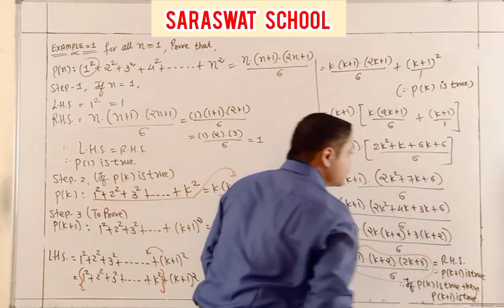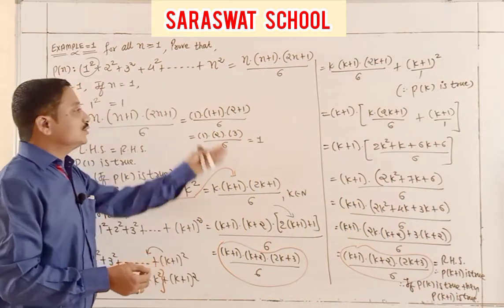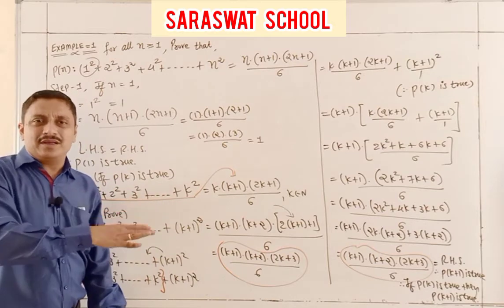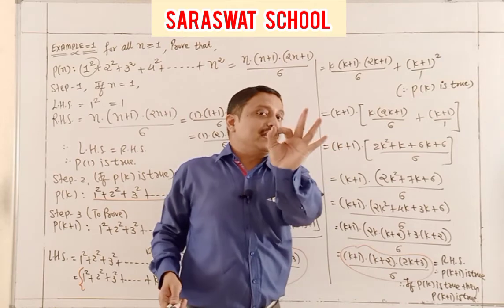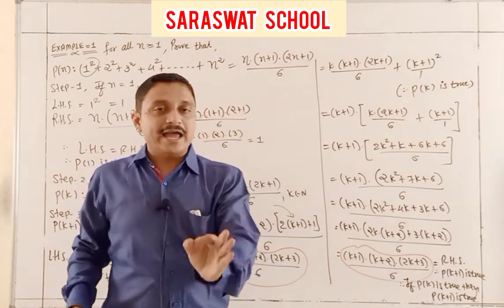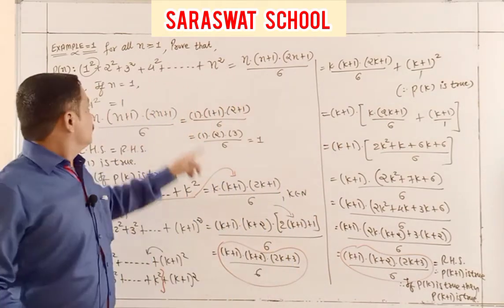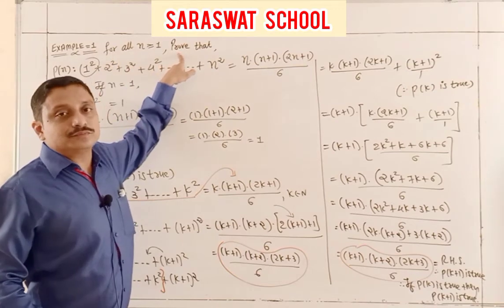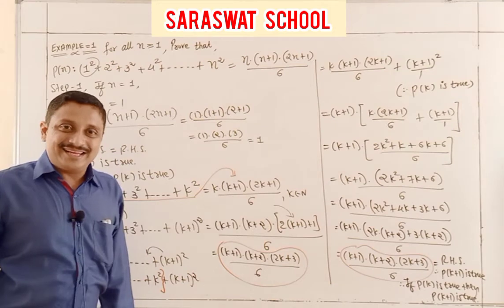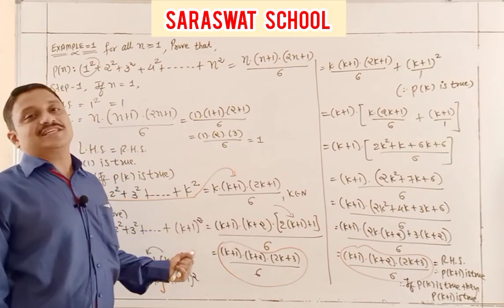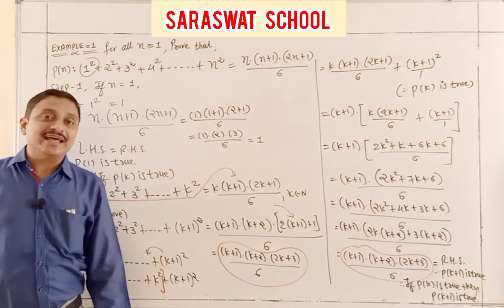And here students, this question is also very happily over. The last line I have not written here, but you write it yourself in your notebook: by PMI, this Pn is true for every n belonging to natural numbers. Yes students, here this numerical is done. Now we are going ahead to example number 2.